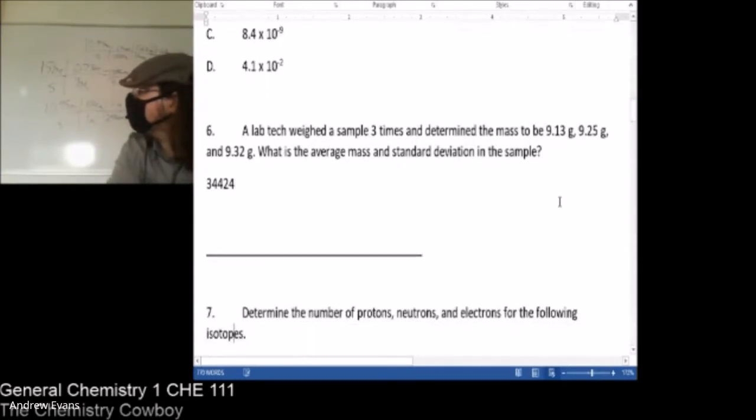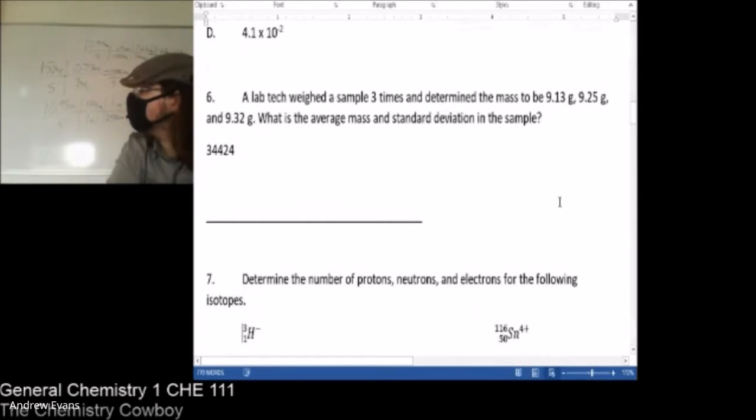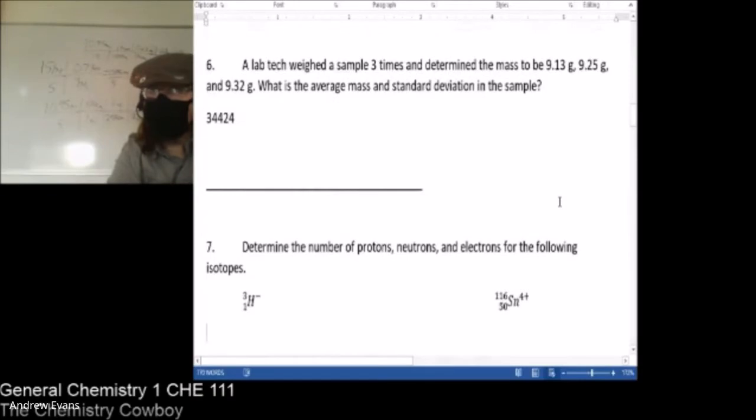Lab tech weight. This is because this was just chapter 1 and 2, I had a lot of lab-based questions. So don't worry so much about this, but how would you determine the average and standard deviation? You took 9.13, 9.25, 9.32. So remember an average. You add them all up and you divide by 3.